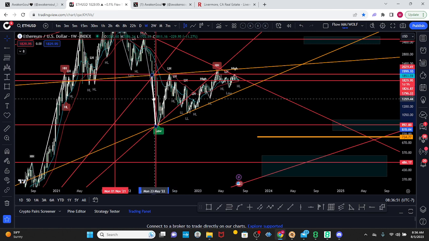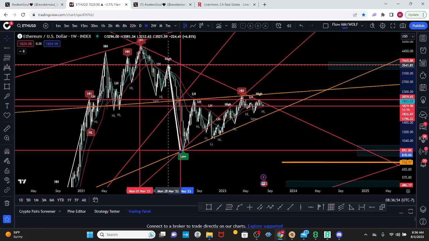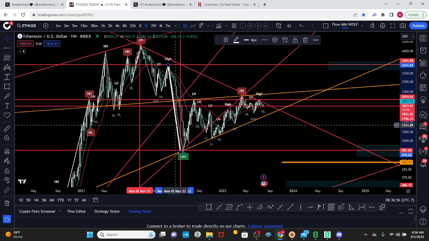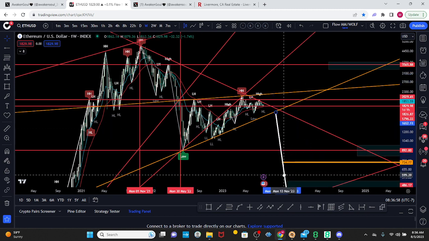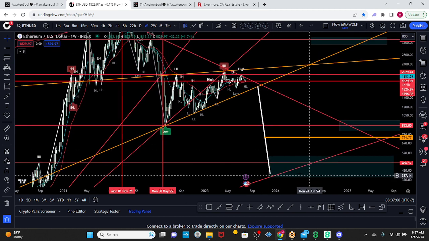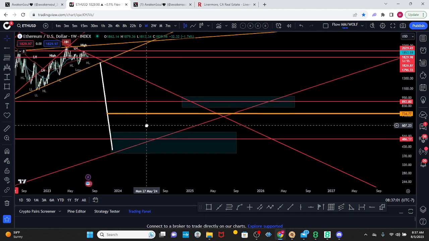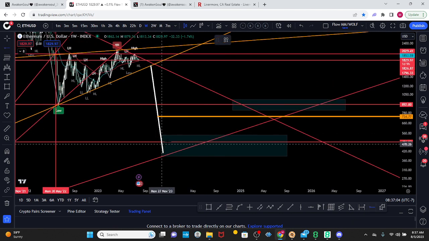Man, I mean, could this flag be a flagpole? Sure. And where would it come? To this area that I have previously marked. Beautiful TA.